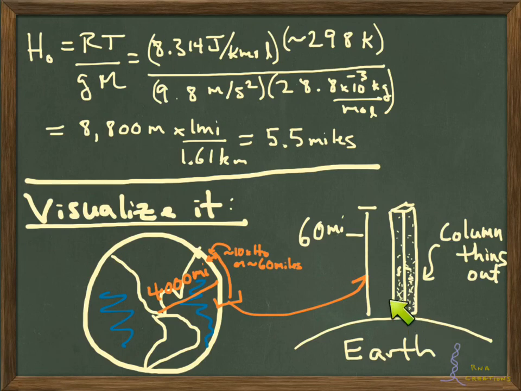And then lastly, the other thing that we can do to visualize this is that because the pressure decreases as we move above the surface of the Earth, the column thins out. I've sketched this here as a thinning out column of air.